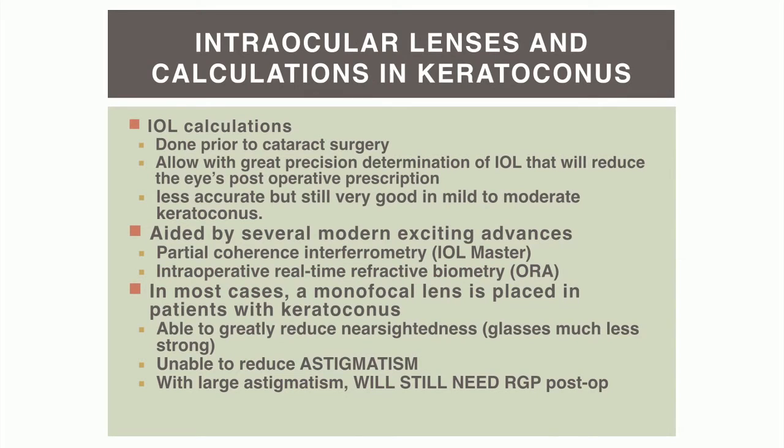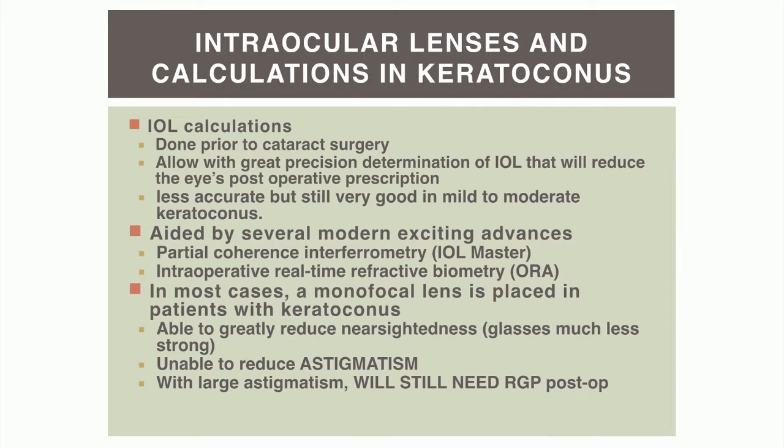So I talked a little bit about calculations for the lens power that we're going to put inside the eye. Again, we're putting an artificial lens inside the eye to try and reduce your nearsightedness after cataract surgery. And this can be done with really great precision now. And there are actually some new devices which have been around for a few years which allow real-time reduction during surgery and a safety check that the power of the lens that you're going to put in at the time of surgery is correct.